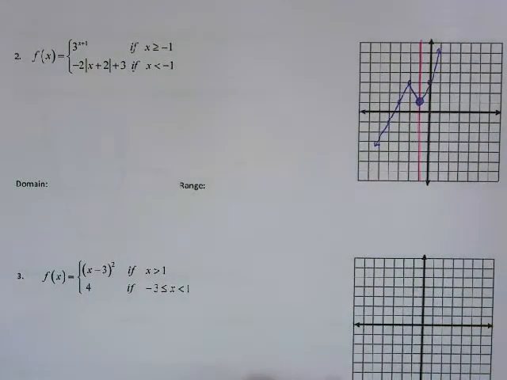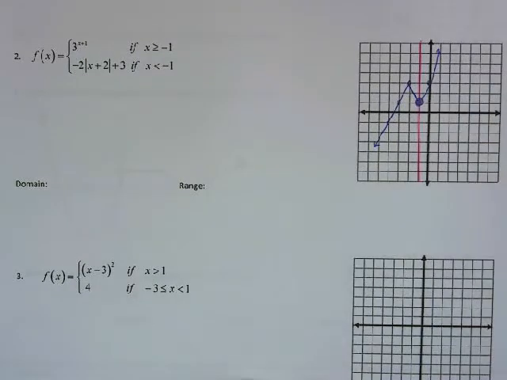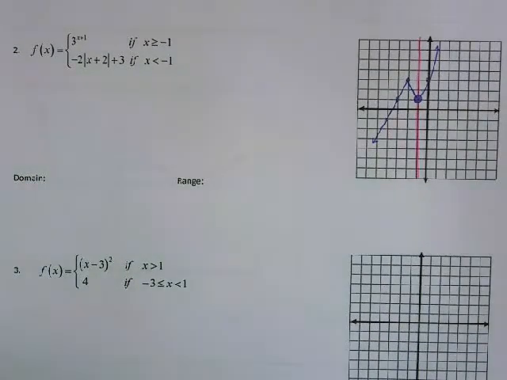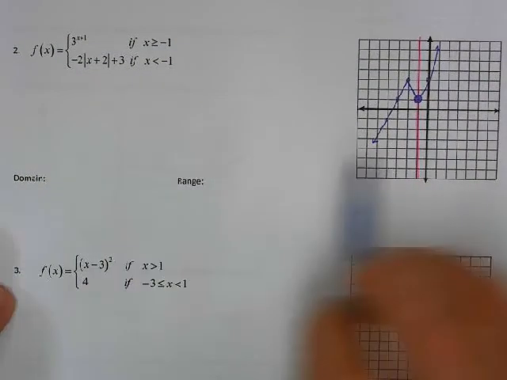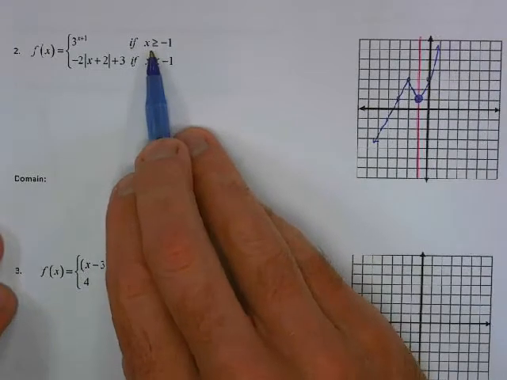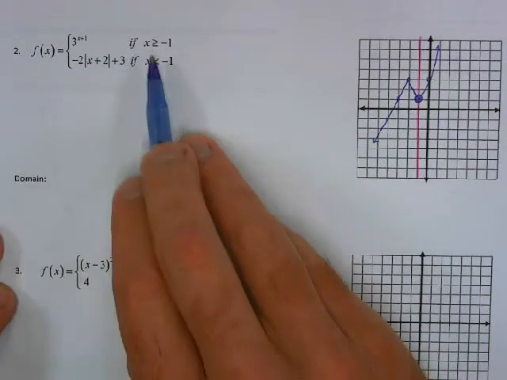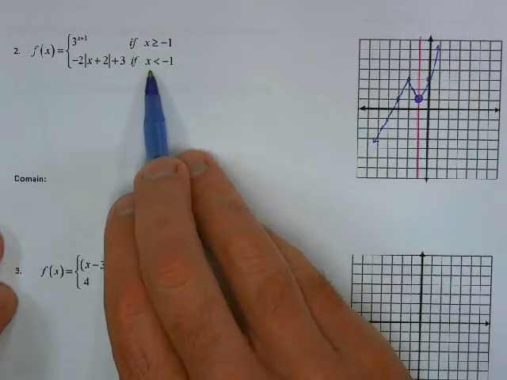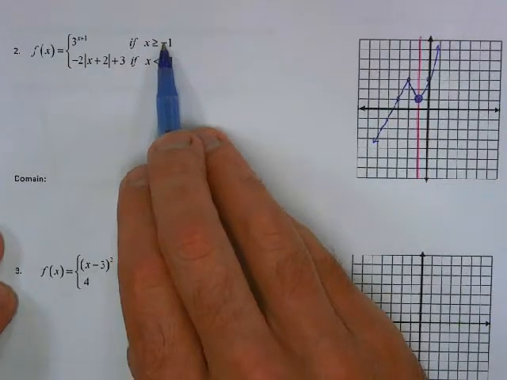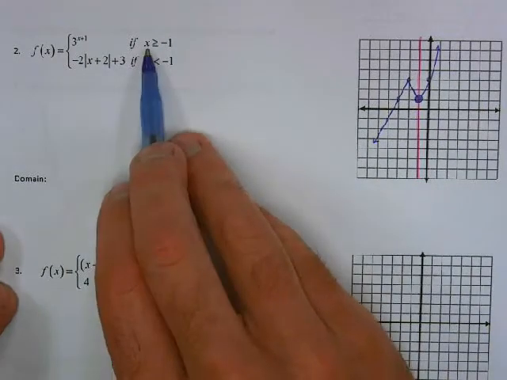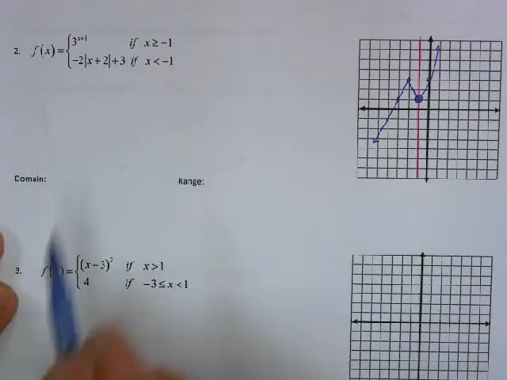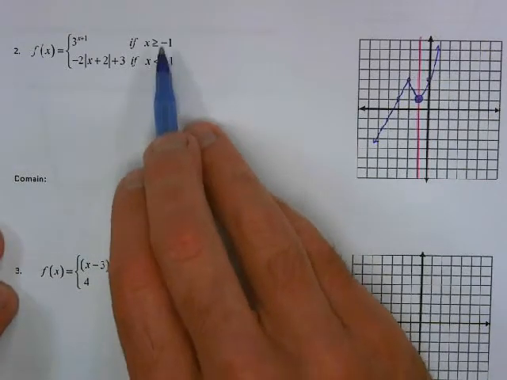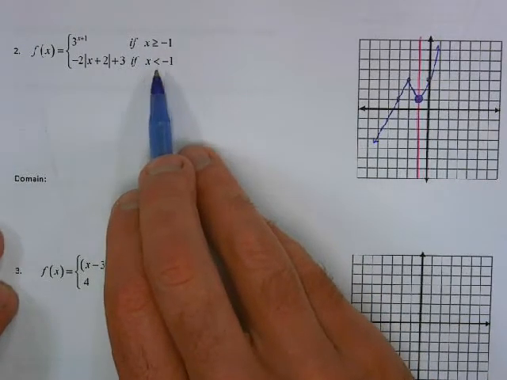Just a quick note, the two graphs do not always have to meet at the same point. That's just kind of coincidence on these first two examples. Okay, next, what's my domain and range? Well, again, my domain is right here. x can be anything greater than or equal to -1, and x can be anything less than -1.